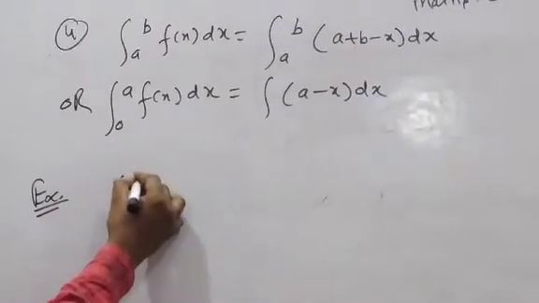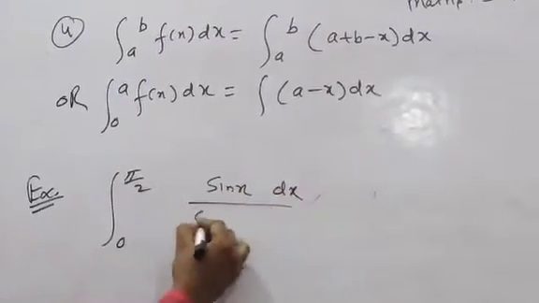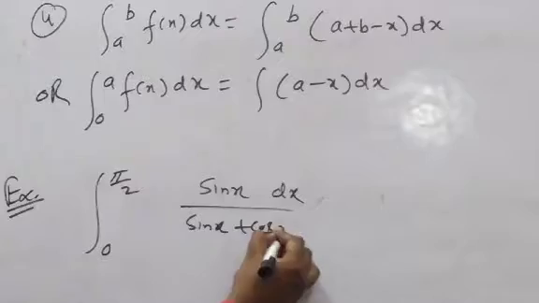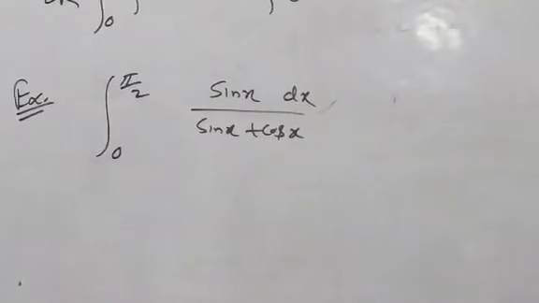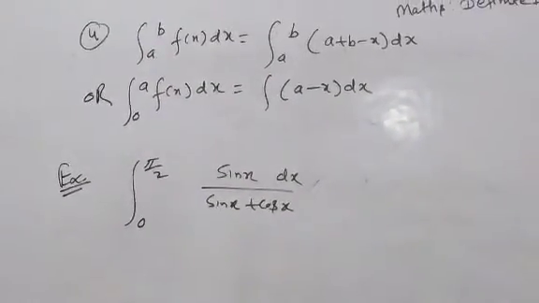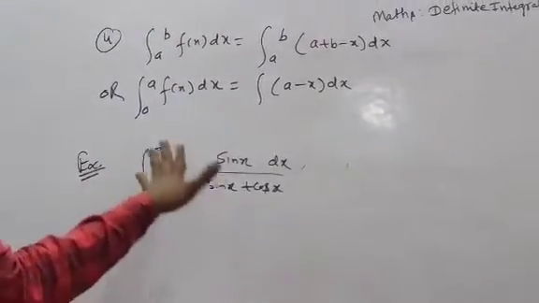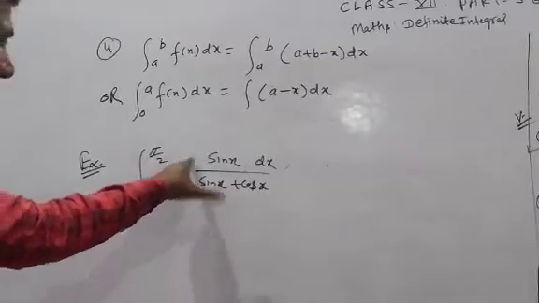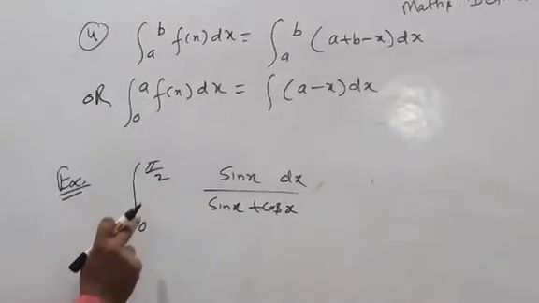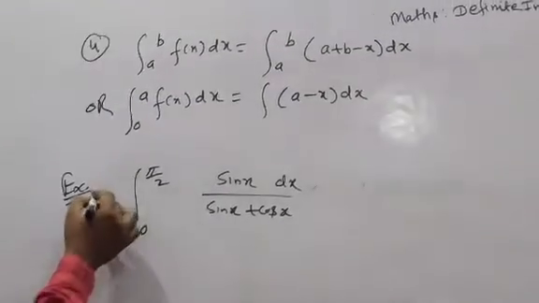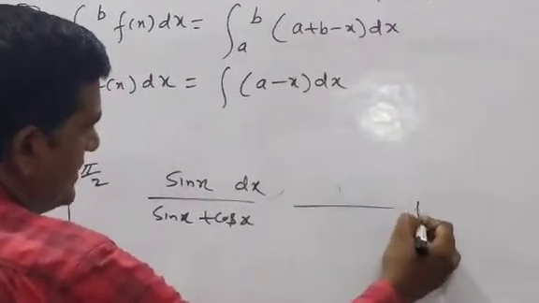Now I am going to give an example. Suppose the integral from 0 to pi by 2 of sin x dx upon sin x plus cos x dx. Clear? We can integrate this question directly, or by applying other formulas, rules or methods, but in this question we can integrate by using the property of integration. Clear? Then 0 to a or a to b. In this question, let I be equal to this one. Now this is equation number 1. Clear?